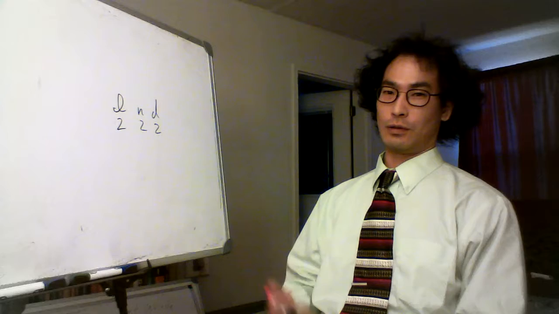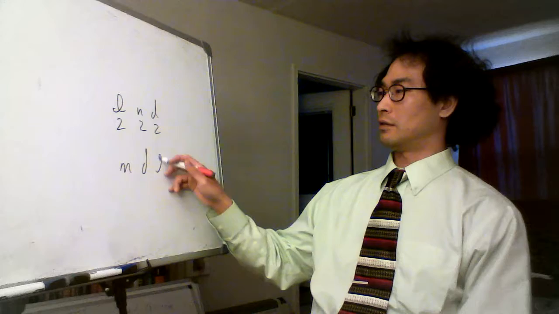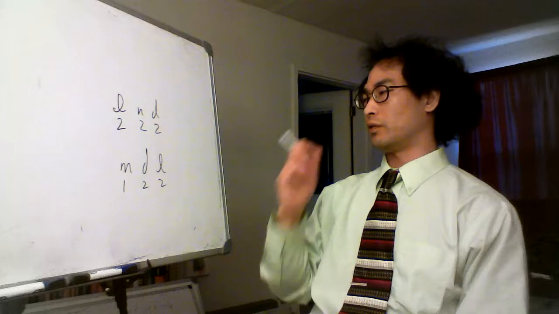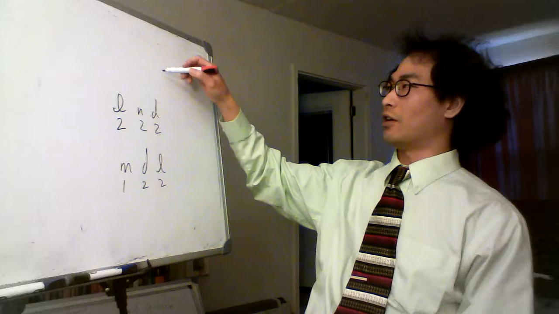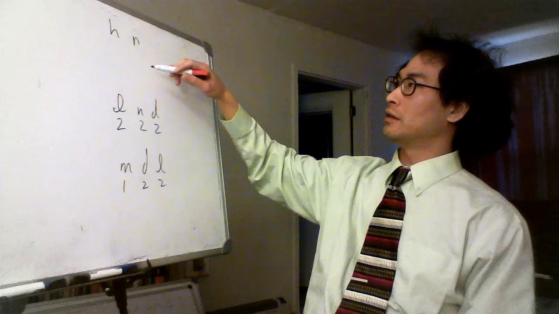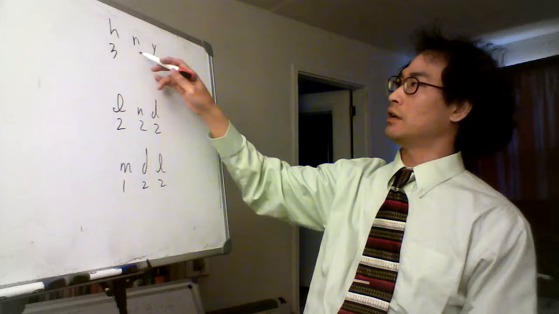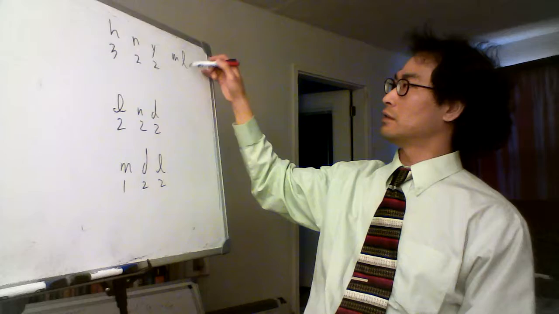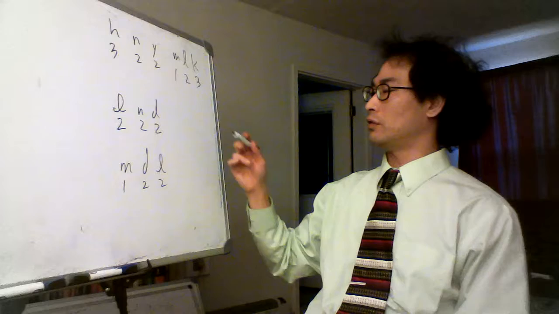Okay, so. Or well, how about model? Model. M, D, L, 1 to 2. Yeah, we've seen this before. Okay. How about milk? Land of milk and honey. Yeah, okay, honey. Honey. Y. 3. N. 2. Y. 2. Okay. Milk. M, 1, L, 2, K, 3. 1, 2, 3. We've seen this before. Okay.